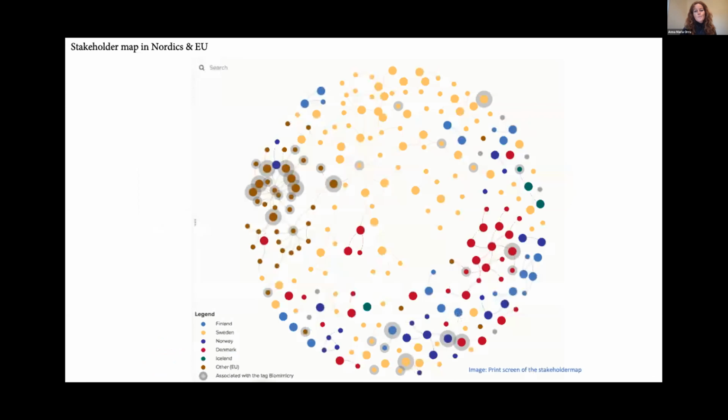During an 8-month period, we mapped actors in biomimicry and bio-related fields in the Nordics and in the EU. And we've also been informed that actually biomimicry activity is taking place in both Turkey and Cyprus. And these seem to be in very early stages though.